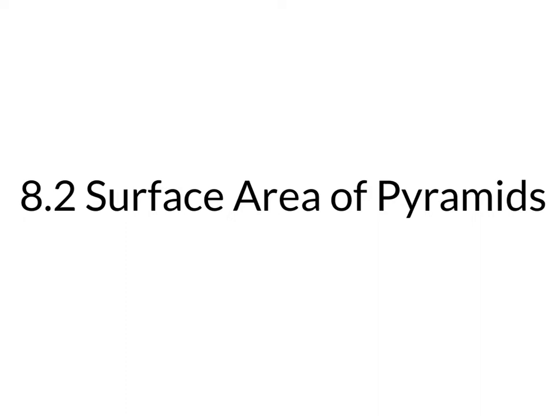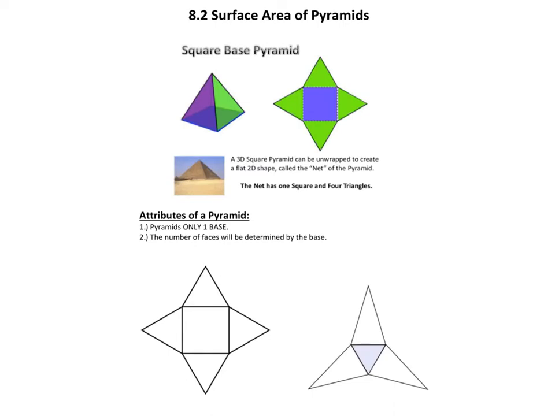Today we are going to talk about surface area of pyramids. So here's a few examples of what a square base pyramid would look like as a 3D shape and as a net. A 3D square pyramid can be unwrapped to create a flat 2D shape called the net of the pyramid. The net has one square and 4 triangles.